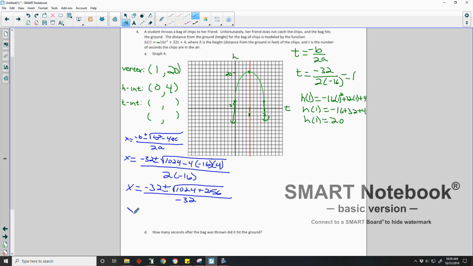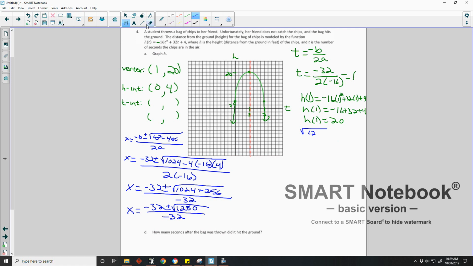Okay, so now I'm going to simplify this, and I'm going to get negative 32 plus or minus the square root of 1024 plus 256. 6 plus 4 is 10. Carry the 1. 5, 6, 7 plus that 1 is 8. 2 plus 0, and then 1, all over negative 32. Okay, now I just need to simplify the square root of 1280. I'll do that over here.